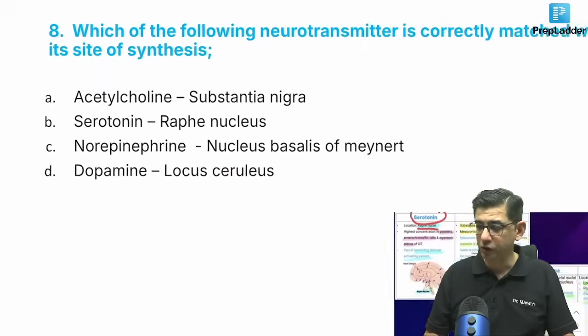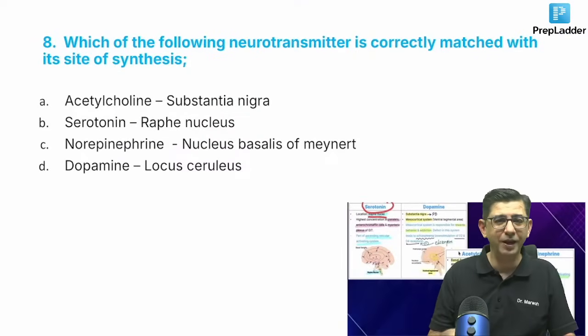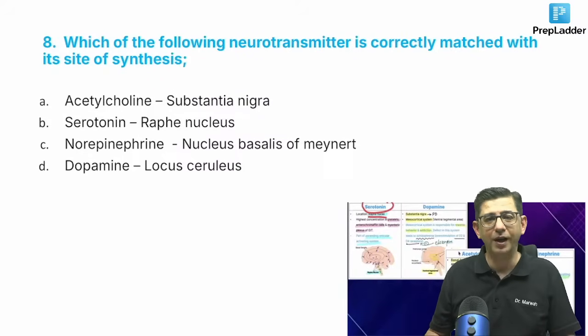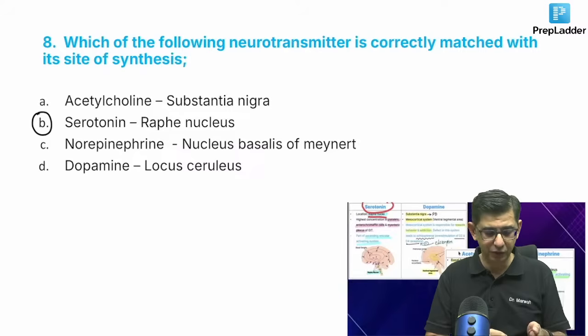Then he says, which of the following neurotransmitters is correctly matched? So you are having a mess related to all the information. Nucleus basalis of Meynert is related to acetylcholine, and dopamine is linked to locus coeruleus. So the only thing that is plausible here would be serotonin, and that would be the raphe nucleus. So the correct answer in this case is option B.